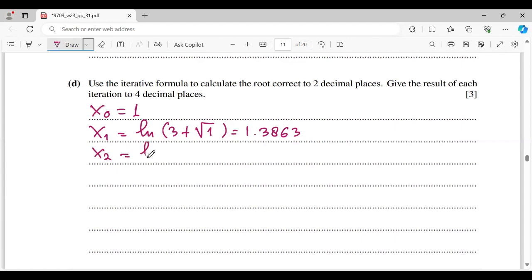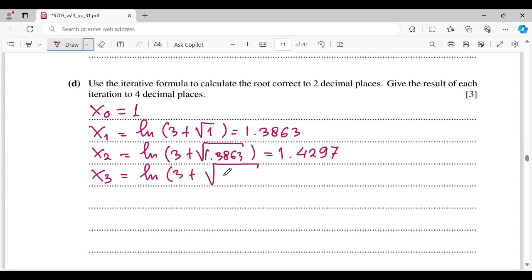x2 becomes ln 3 plus square root of this number, 1.3863, equals 1.4297. x3 becomes ln 3 plus square root of this number, 1.4297, is going to be 1.4341.